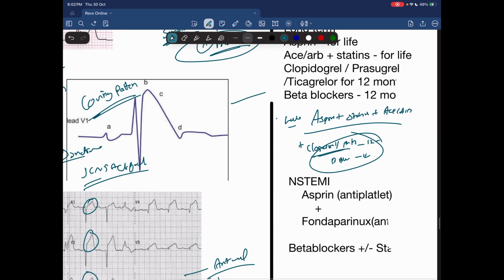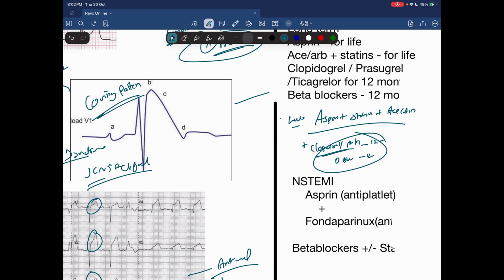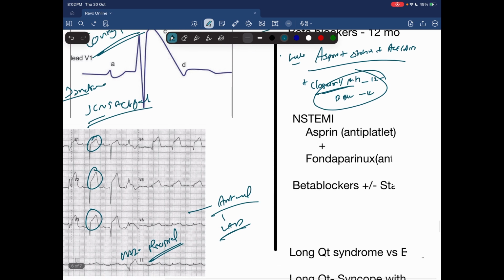So this is what you have to remember: ACE inhibitors, statins, and aspirin for life, followed by clopidogrel and beta blockers. We also start for the first 1 year of the patient. And for non-STEMI, always remember, never, never, never, don't make this mistake. Never thrombolize, never do PCI.